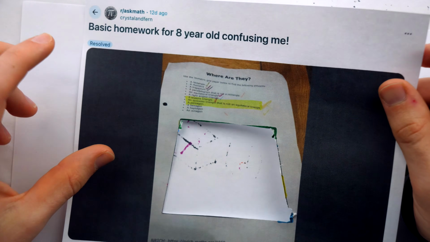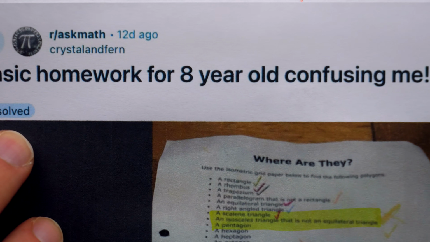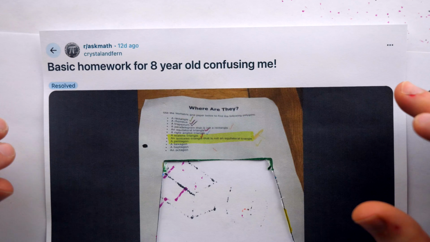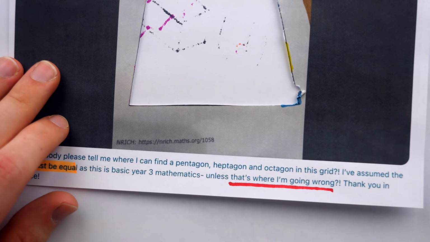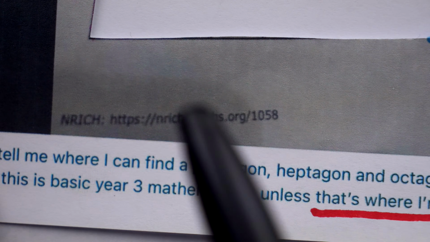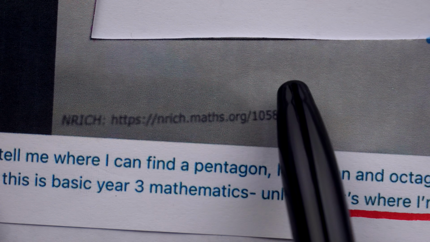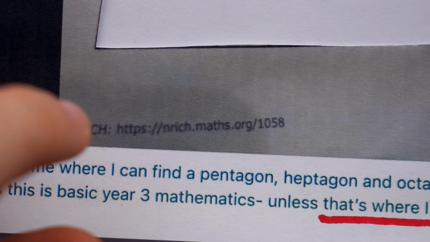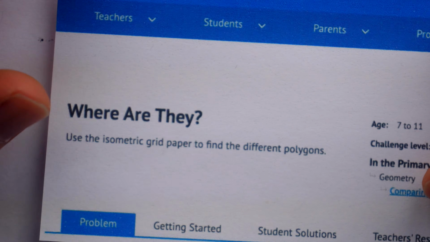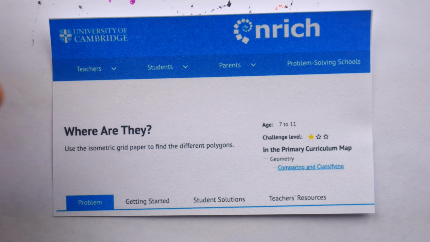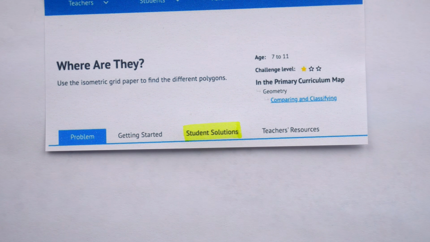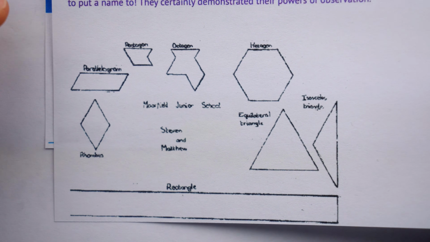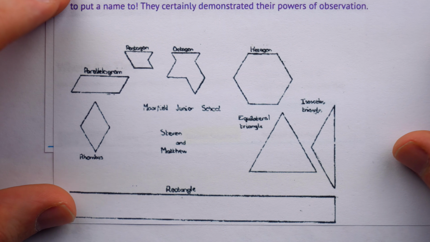I will say, OP going to Reddit about this question is a little bit silly. Not because the mistake is so obvious or anything, but I would think before posting it on Reddit, you would go to the link with the source of the problem, which is on the worksheet. If we go to this link, we end up on a Cambridge-based math enrichment website, which, wouldn't you know it, has student solutions.